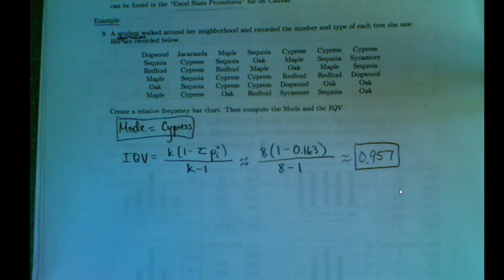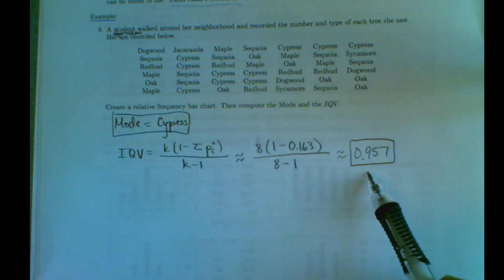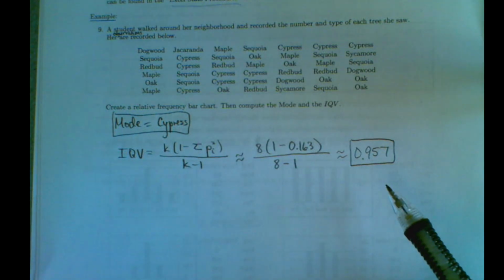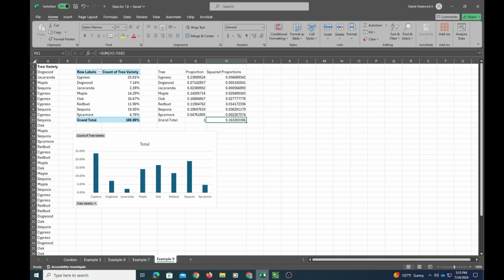So that's how we would compute one of those. Again, the IQV has the same interpretation as our other measures of dispersion. The larger the IQV, the more variation there is in our data set. In our case, we have a fairly large IQV. It's close to 1, which is the maximum value that the IQV can ever get. I think that corresponds pretty nicely to our data set because there is quite a bit of variety here. It's not perfect. Some of the varieties are much less common than others, but there is still a good deal of variety here.